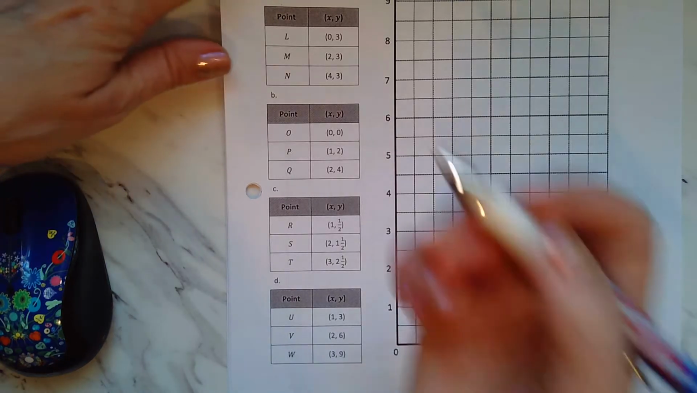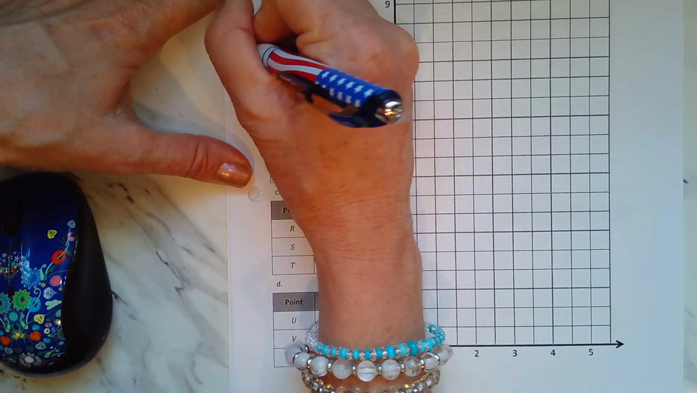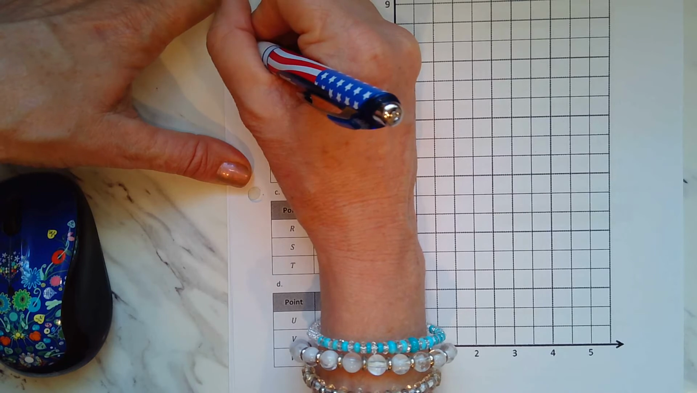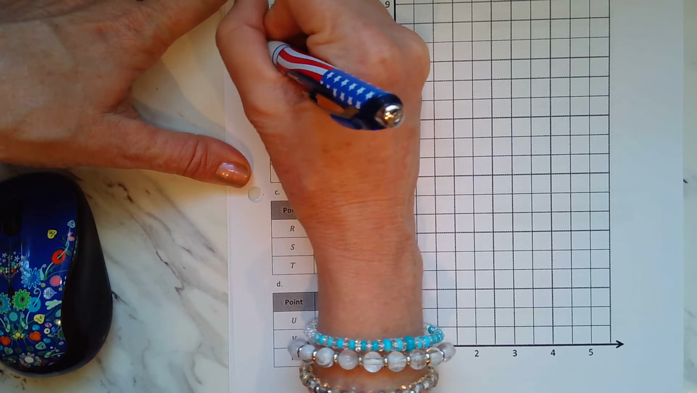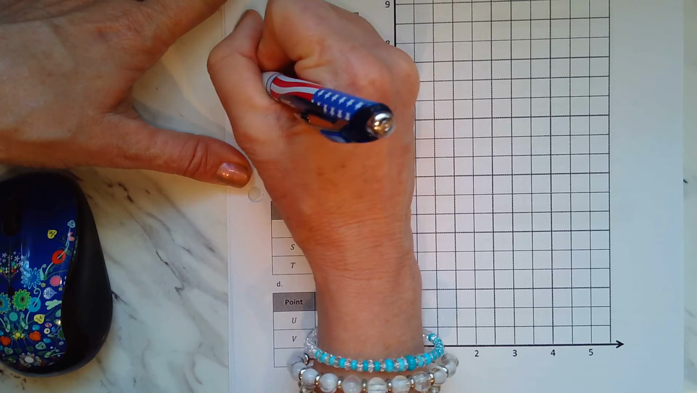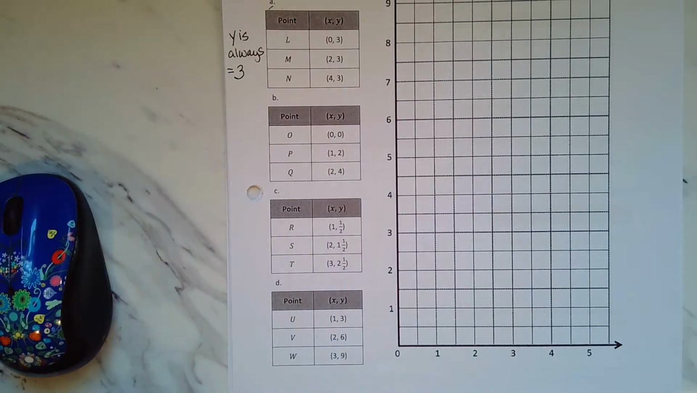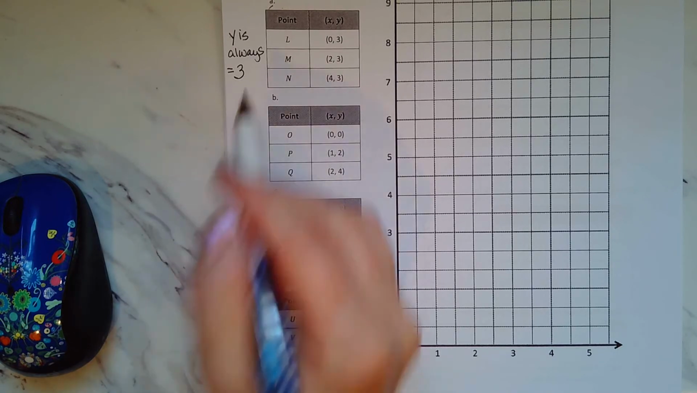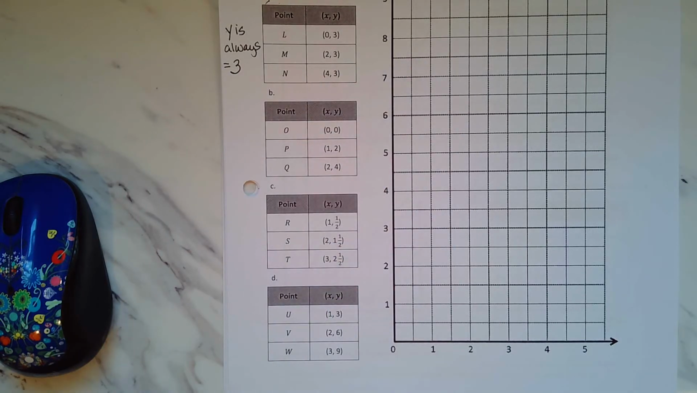So, let's write that down. It's A, of course. Y is always, let's say, equal to 3. So y is always 3 beneath, we'll just write it right here. Okay.